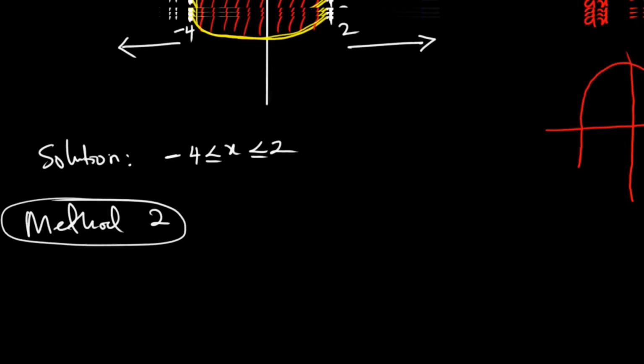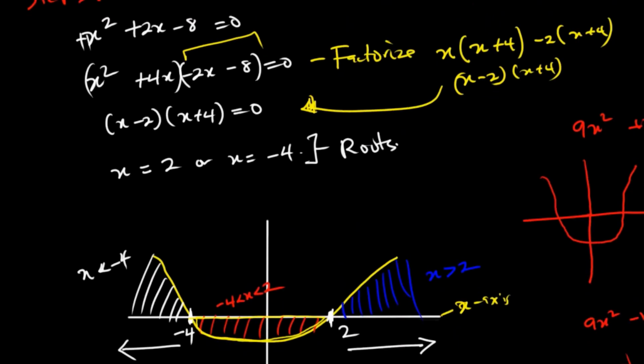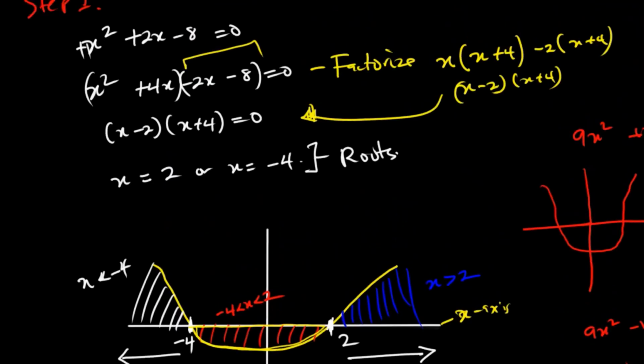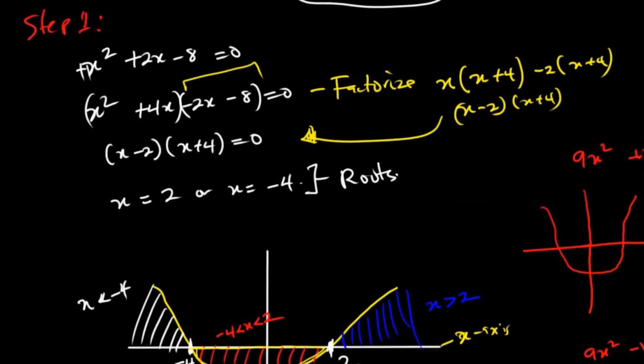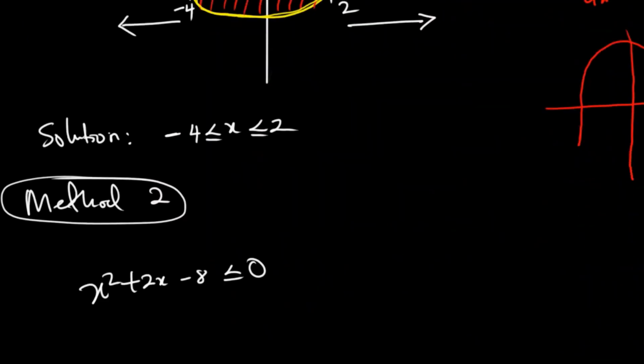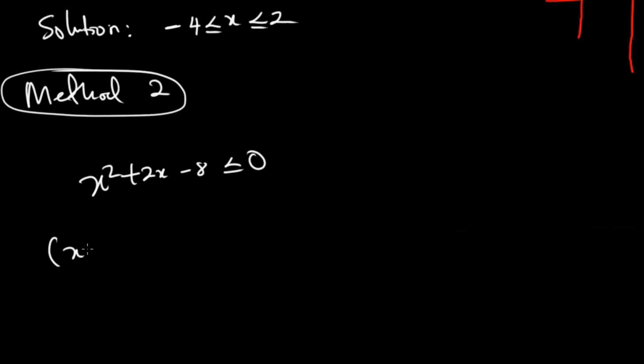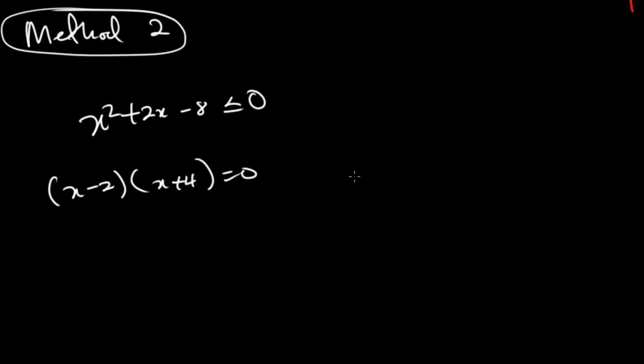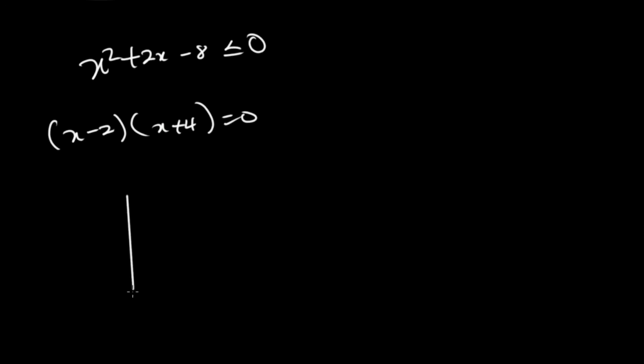Again, recall that the expression we have is x squared plus 2x minus 8 less than or equal to 0. In this step, the first thing you have to do is to factorize to find the zeros of the quadratic expression. After factorizing, we have x minus 2, x plus 4. So this is what we have. Now we are going to use this factorized expression to find the solution to our quadratic inequality. So what we have to do is to draw a table.